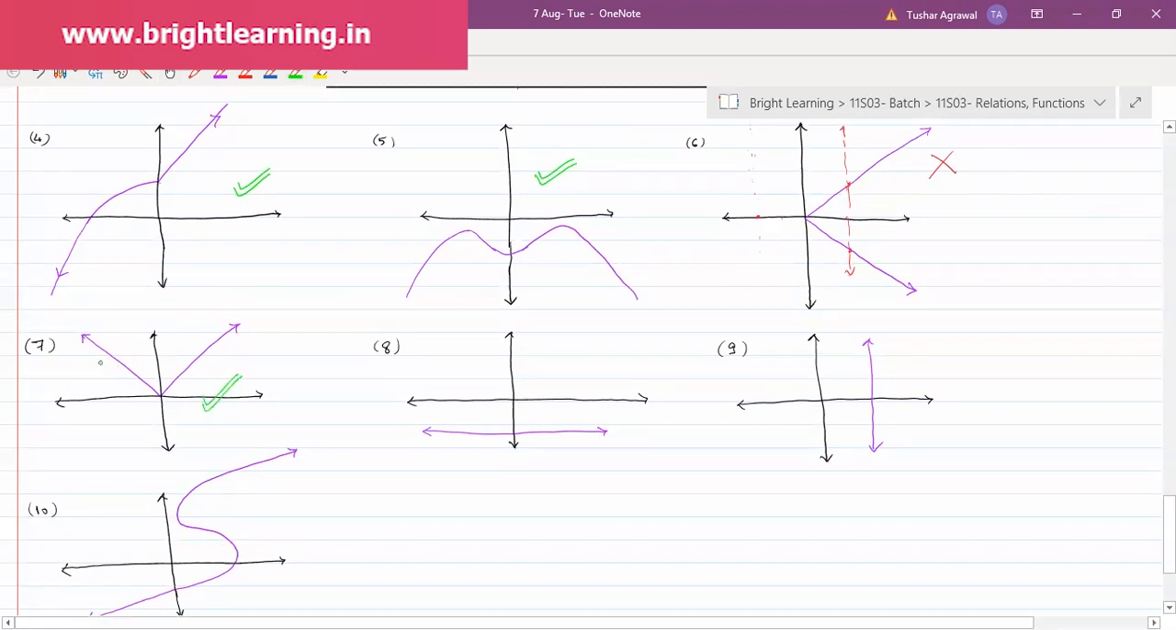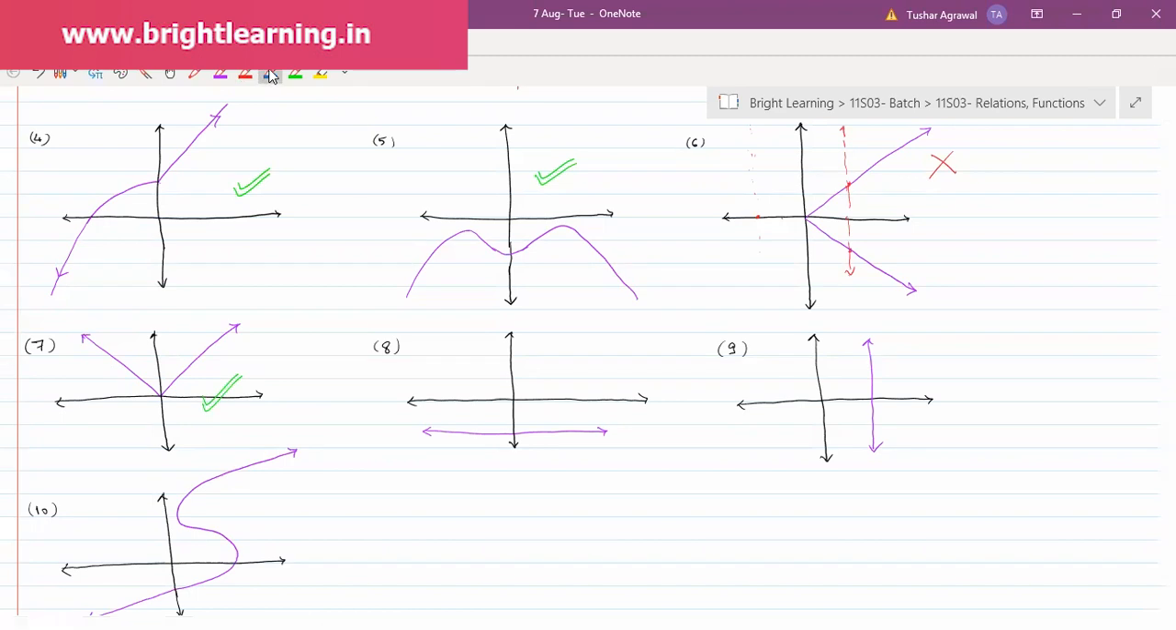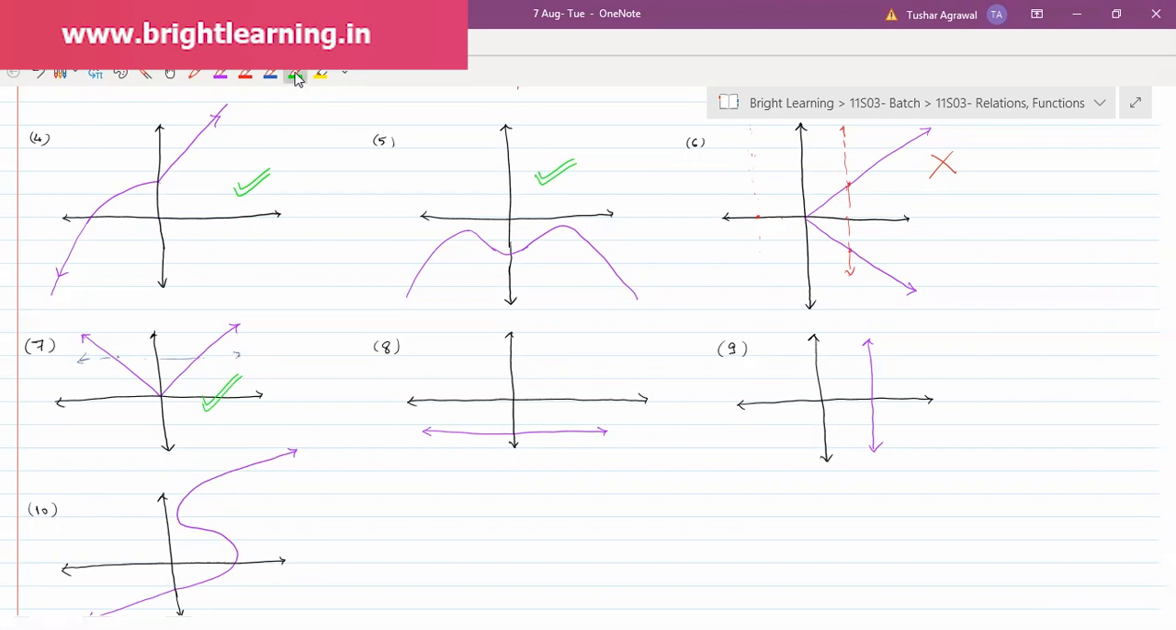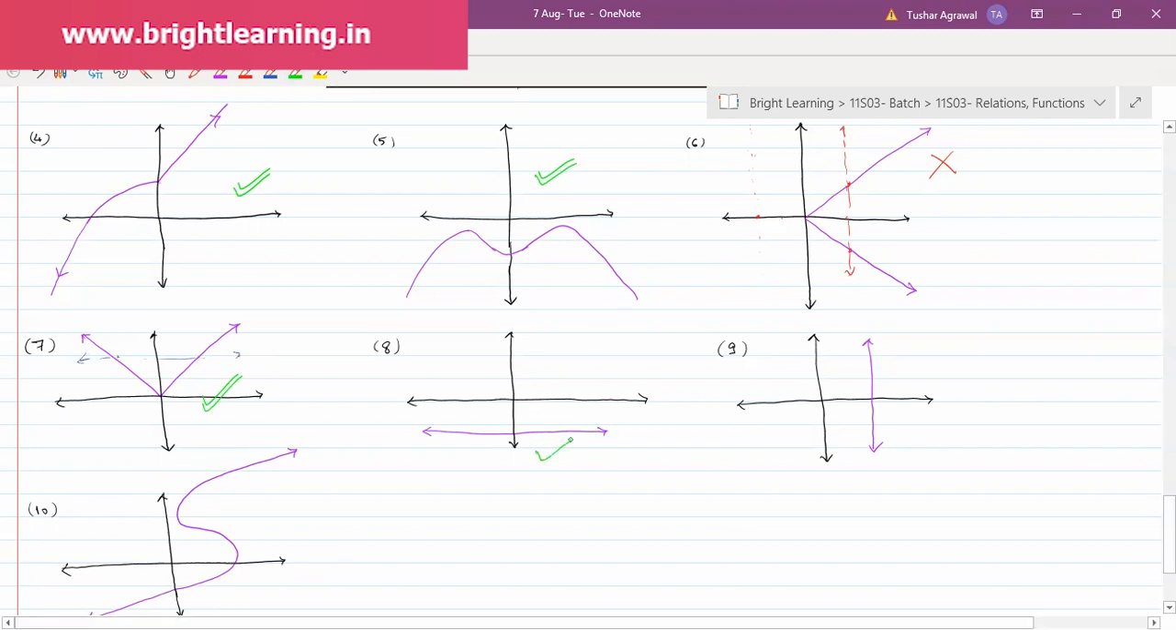Okay. So what about horizontal line? Different points are having the same image. Different points are having the same image, not a problem. 8th one, it is a function. All the points are having the same image. All the points of the domain are having the same image. Okay, not a problem for me.